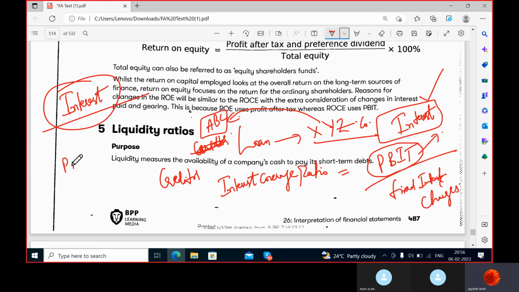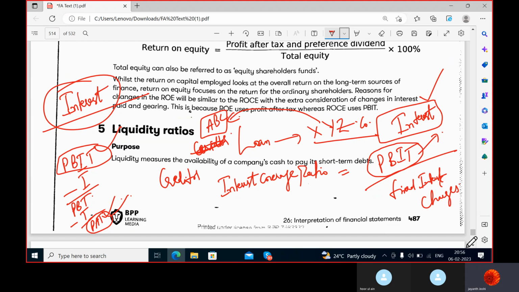So when I remove interest from PBIT, the next thing which I get is PBT. Then I remove taxes, then PAT, which would be the one shared amongst the shareholders. What you have to give to the creditors is interest. So we have to pay them interest from the operating profit.